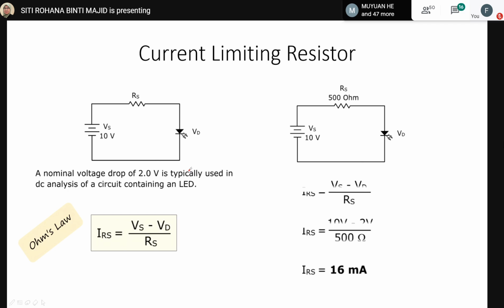So for example, I give you a very simple example actually. We have one resistor, 500 ohm, and then we have Vd, but we want to know the value of IRS, and we use Ohm's law to calculate it, in which we get the resultant voltage, and then we divide by the resistor in the circuit. So finally you will get IRS equals to 16 milliamperes.